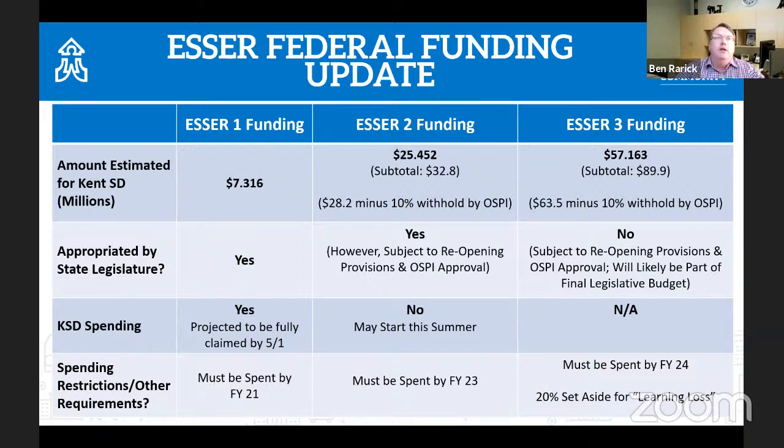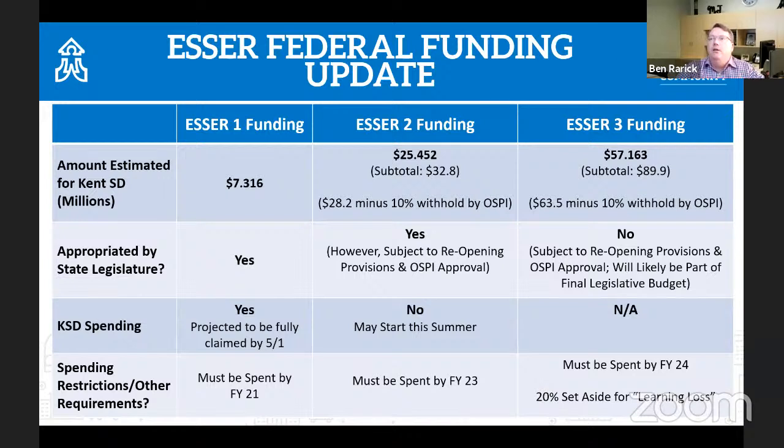So subtotaling it all the way across the three columns, you're looking at $89.9 million, which needless to say is a substantial sum of money. So let's talk a little bit about the timing of that and the uses of that. Now we move down the rows. Has it been appropriated by the legislature? ESSER 1 has been appropriated. We've been making claims on that money all year, and I'm going to give you an update about how we've claimed on that in a later slide.